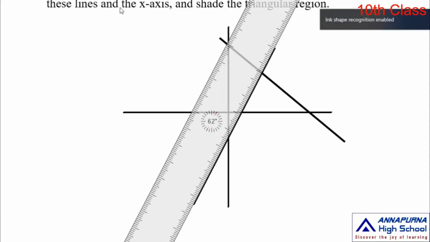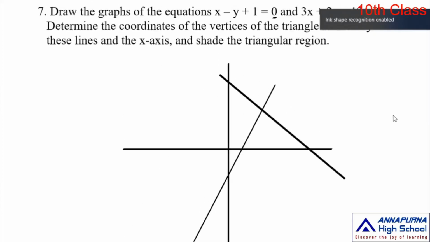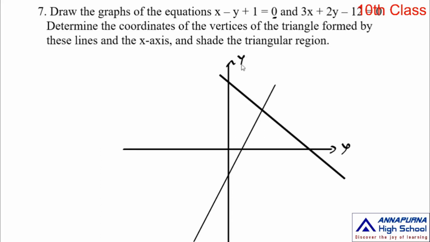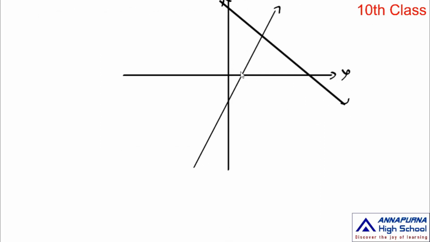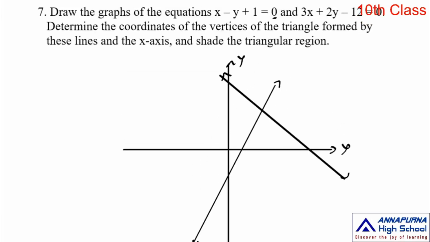So if the graph comes like this, this is the x-axis and this is the y-axis, and these are the pair of lines representing the given two equations, and they intersect at some point. Then what do we find? Determine the coordinates of the vertices of the triangle. Here we observe one triangle is formed.